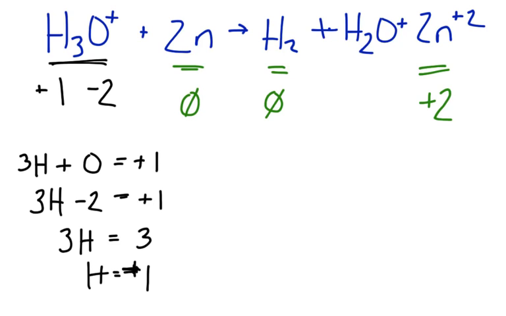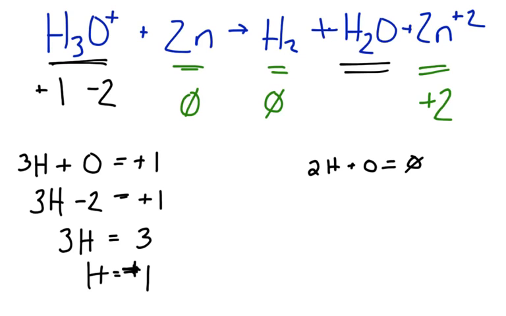Now I'm going to come over here to my H2O, and I know this looks like H2O plus. I put my plus sign a little high, so that's a little better. When I look at my H2O right here, it's neutral. There's no charge. So 2 H's plus my oxygen have to be equal to 0.